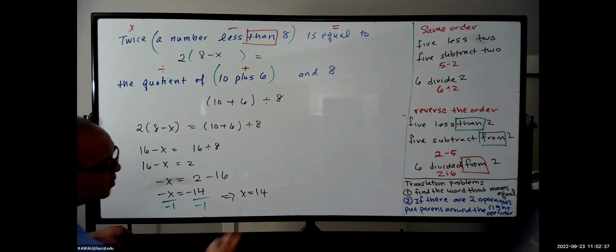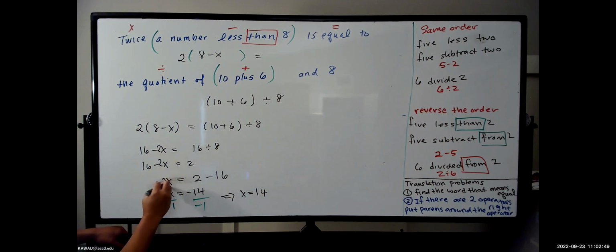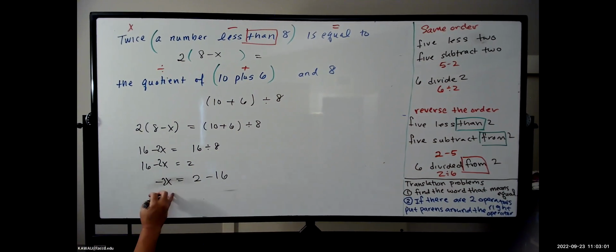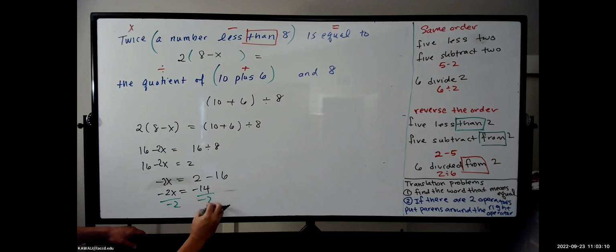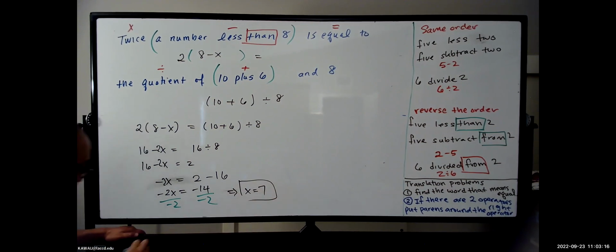Professor, a quick question. Since you distributed the 2 and the 8 to make it 16, wouldn't it be 16 minus 2x? Oh, you're right. I got x equals 7. You're right, and I'm wrong. Let me clean that up. Thank you for catching that. That's not the first time. So then we go divided by minus 2, divided by minus 2, and then x is equal to 7. Thank you for the correction. There we go. You're a good boy, Dr. Kwai. You can do it.